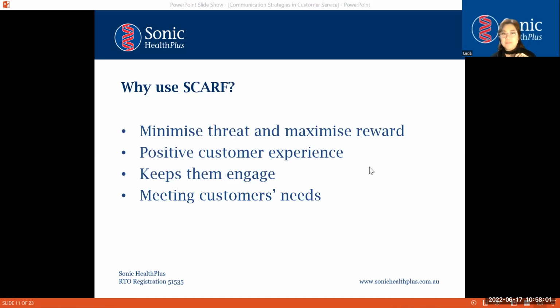Why do we use SCARF? It minimizes threat and maximizes the reward. So when you know what a person values more, then you are careful not to trigger an emotional response to that, or the stress factor. So when you are aware of that and you're conscious of how you deal with other people, then you would be less of a threat and more a friend or somebody who is connected with them, and you've built that good rapport.